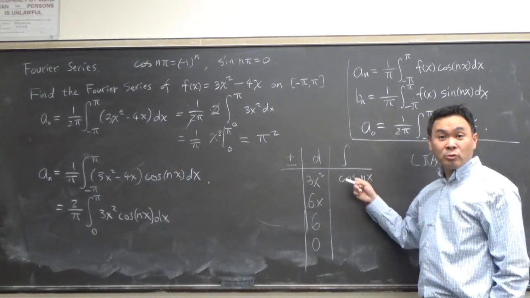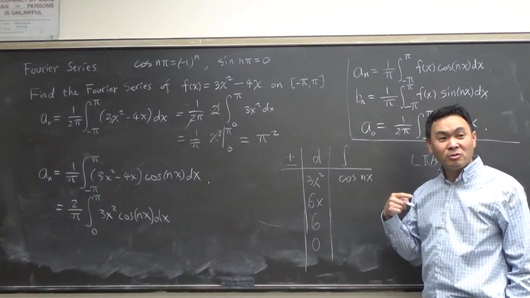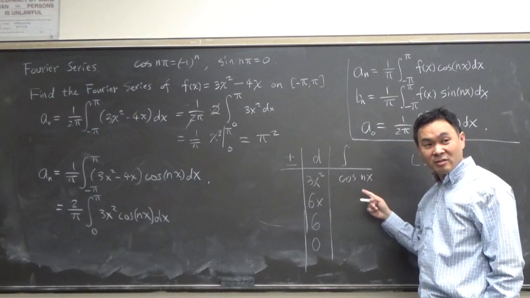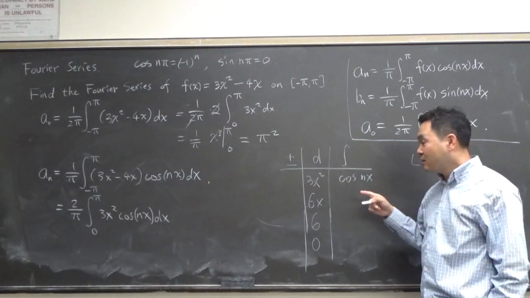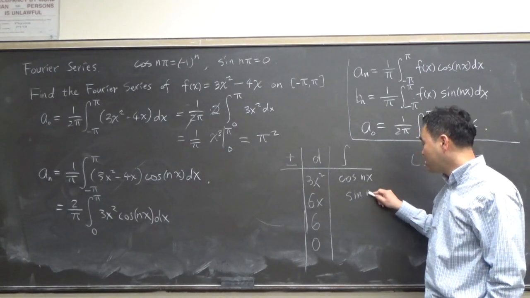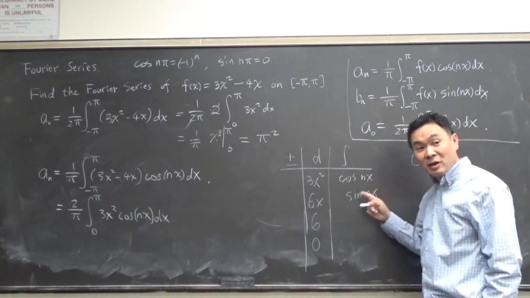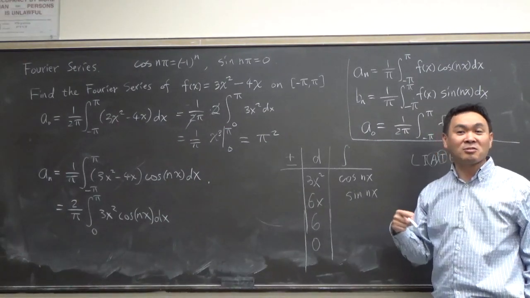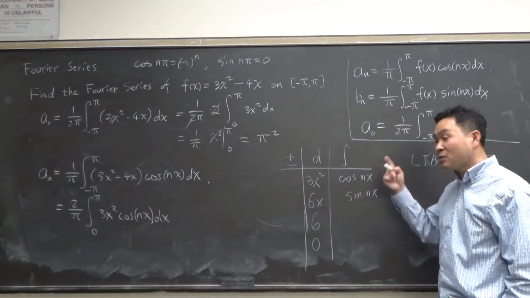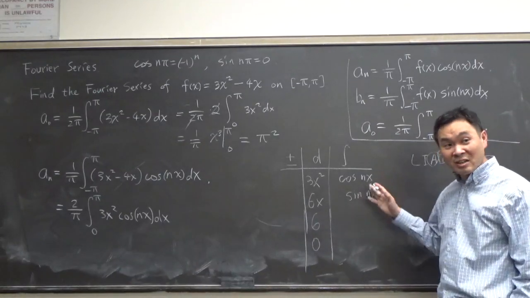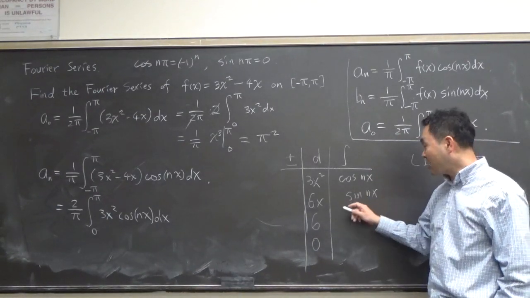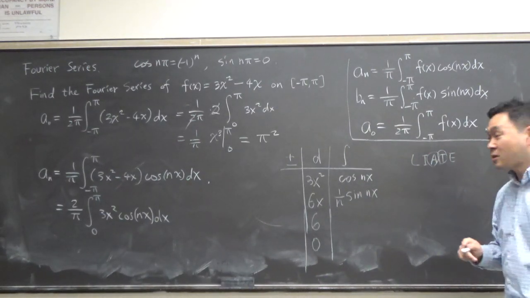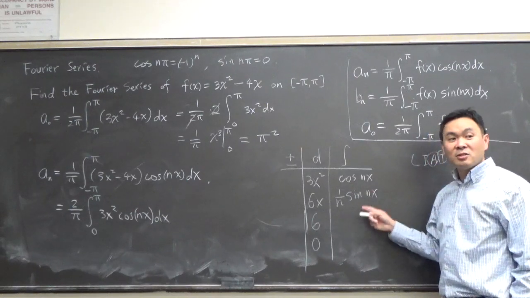Now you have to integrate. Cosine x integrates to sine x, but what's cosine nx when you integrate? Positive sine nx, but then it's a reverse chain rule. If you differentiate, n comes outside, but you're doing the integral, so instead of n coming outside, the 1 over n comes outside. Let's do the next one. What's the integral of sine?